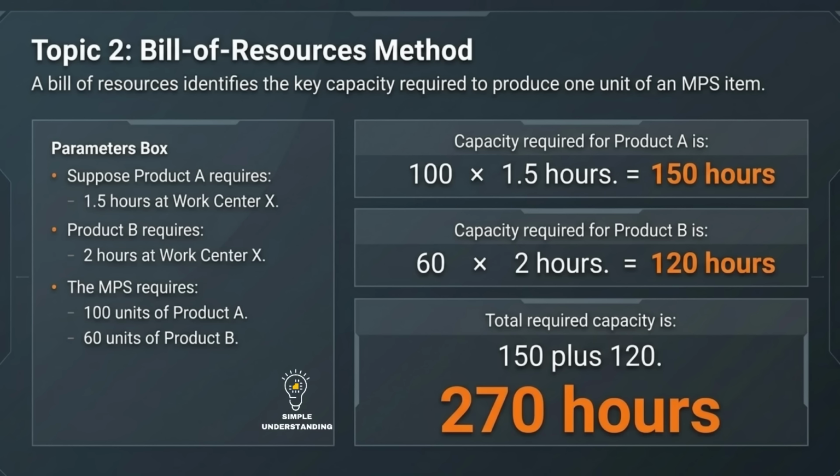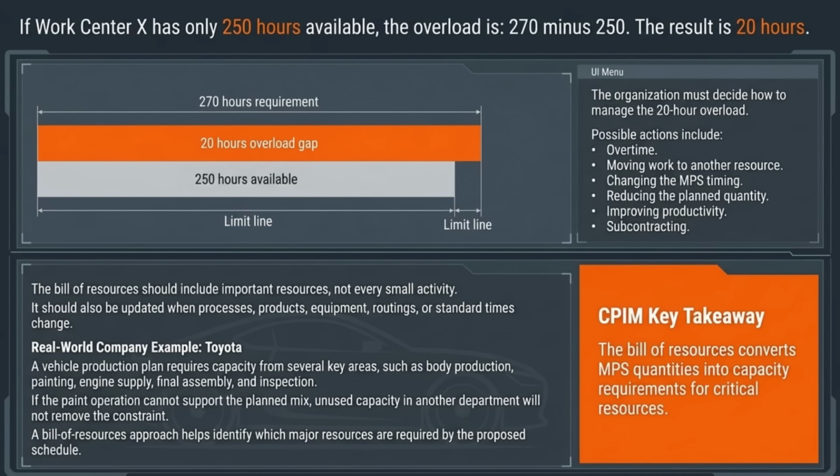Total required capacity is 150 plus 120. The result is 270. If Work Center X has only 250 hours available, the overload is 270 minus 250. The result is 20 hours. The organization must decide how to manage the 20-hour overload. Possible actions include overtime, moving work to another resource, changing the MPS timing, reducing the planned quantity, improving productivity, subcontracting.